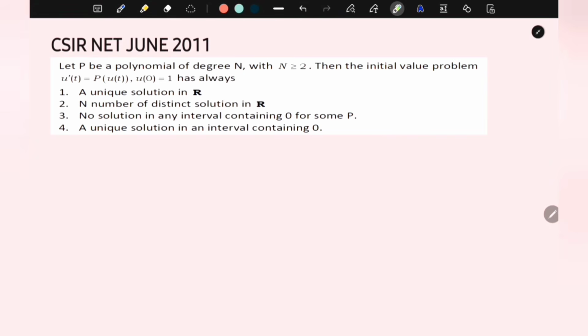If you are preparing for exams like CSIR NET, GATE, or seeking to strengthen your fundamentals in mathematics, you are in the right place. In today's video, we will tackle a classic problem from the CSIR NET June 2011 mathematical science paper. Our approach will be step by step, which is perfect for both beginners and advanced learners.